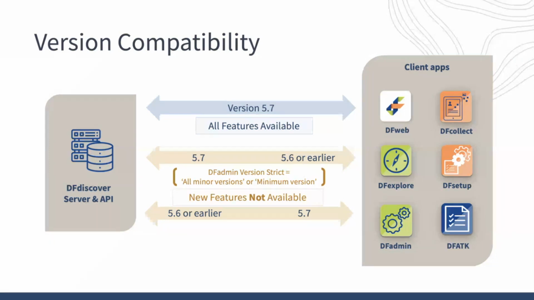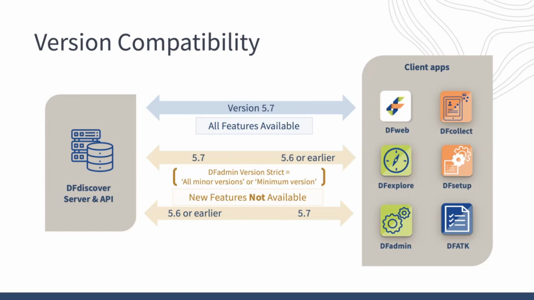If you are using a newer DFdiscover server and API with older client applications, or you're using an older server with newer client applications, there are restrictions as to what new features will be available. So you'll first want to make sure that your DFadmin version strict setting is set to all minor versions or to the new minimum version option that Carolyn talked about. And just be aware that the new features that we've added that require server support or client-side support won't be available depending on which version you're using. So something to keep in mind.